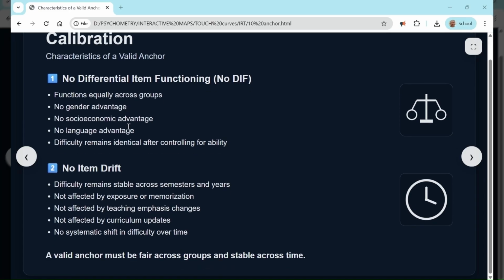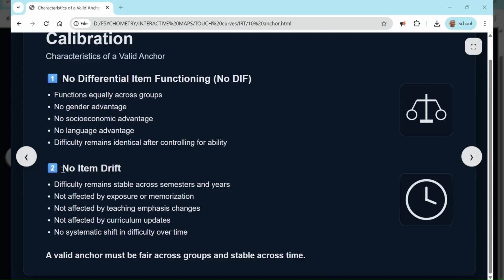These are very important: they shouldn't prefer some people to other people. Because if the other exam had, for example, more females in it, and these anchor items showed differences, we will lose the equation. We cannot equate them because they will affect the equating process.